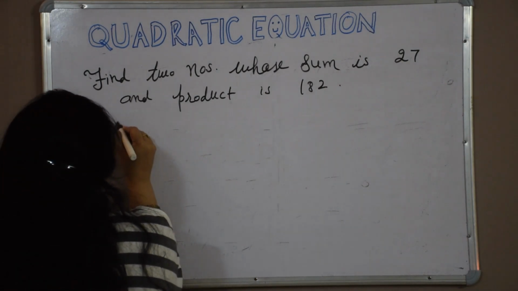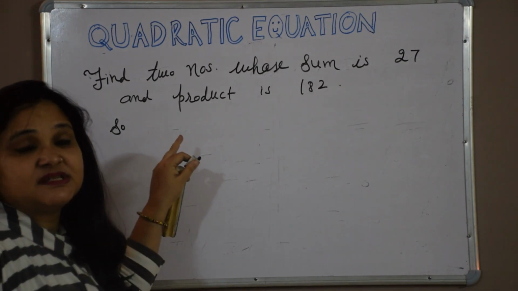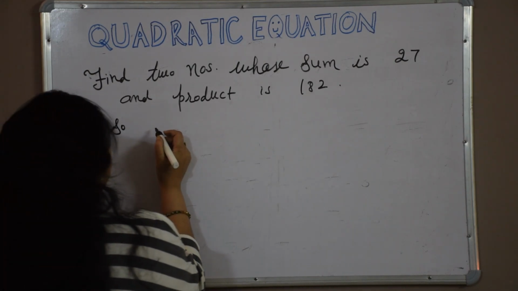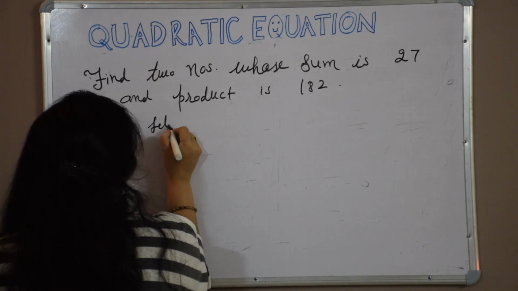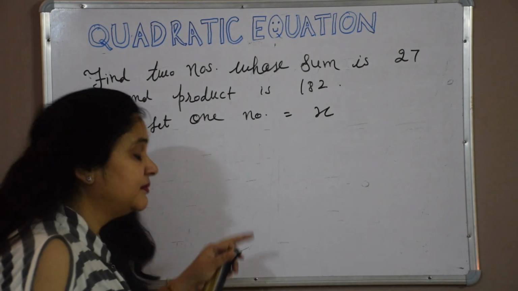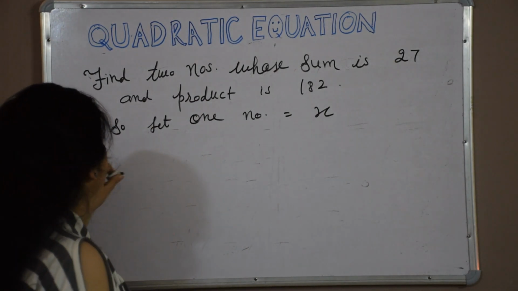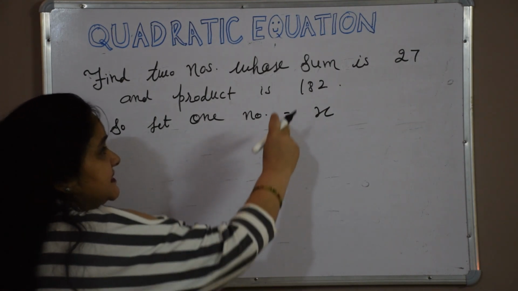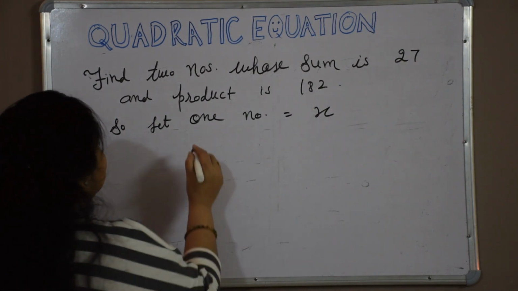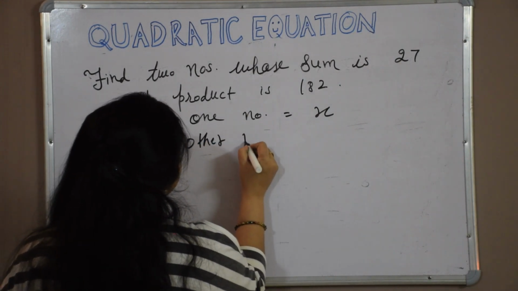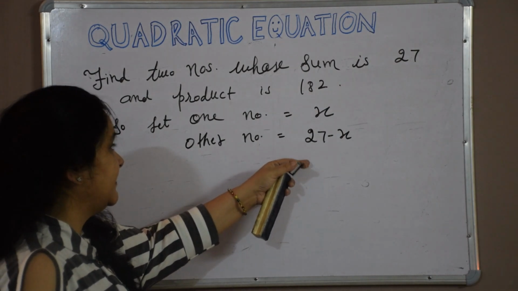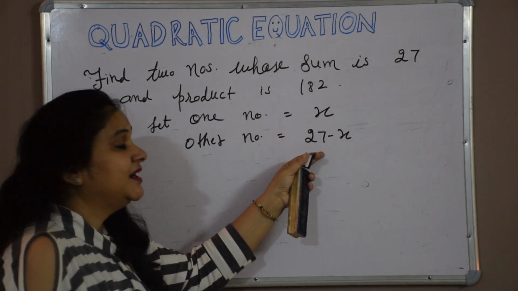In these types of questions, the first thing we have to assume, and we have to see carefully what we have to assume. Here if we suppose one number, let one number be equal to x. We have to assume always in variable form. It is given that the sum of two numbers is 27. So what will be the other number? It is easy, it will be 27 minus x, because their sum is 27. If we add these two, we get 27.